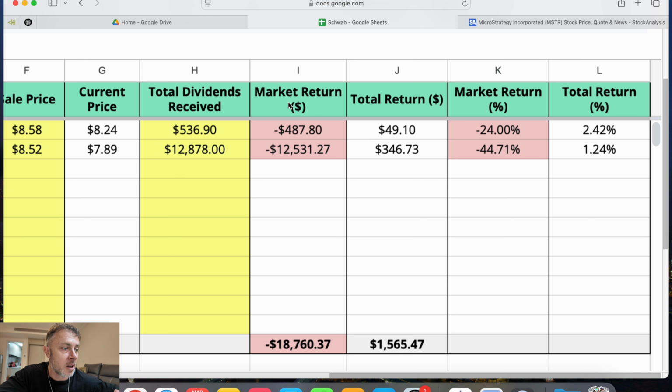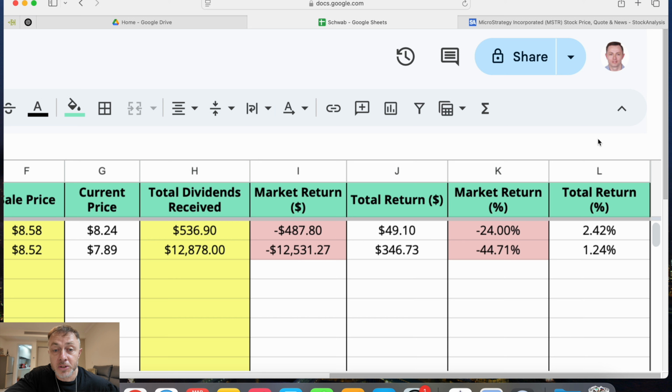It says market return, minus $487 on market return. But total return was $49. So I walked away with $49 more than I started with. I didn't make a lot of money, $50. Who cares, right? But I didn't lose money. I made money, and the total return, you see 2.42%. So I did walk away with a little bit of extra money, and I got out of the position before there's more damage, and I walked away negative. So I took advantage of that bounce in the market.